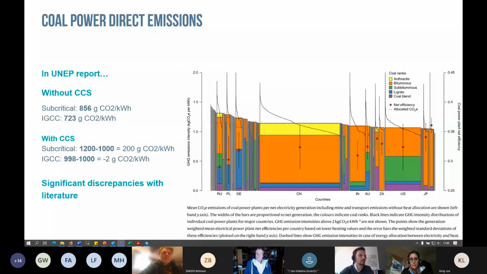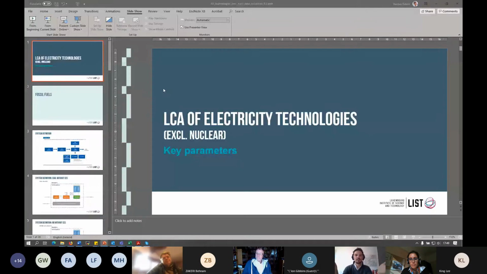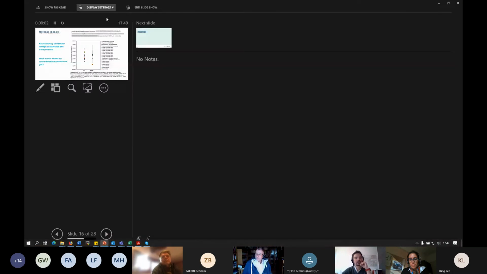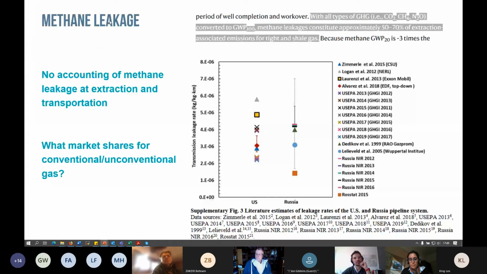I mean, people talk about methane leakage from hydroelectric schemes as well, don't they? Yes, that's also another one. But I have one on methane leakage here. It's not going on the right screen, sorry. But basically, yeah, we don't account for it for extraction and transportation. It could actually be quite significant.